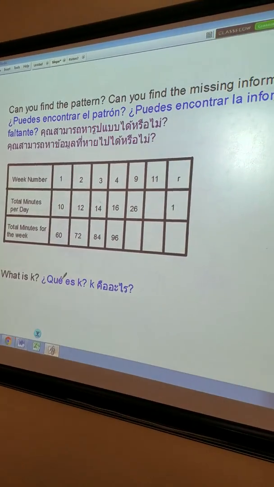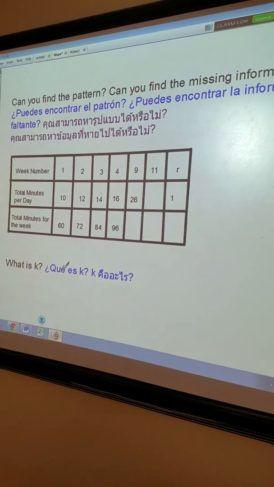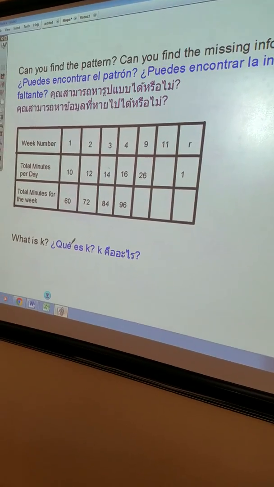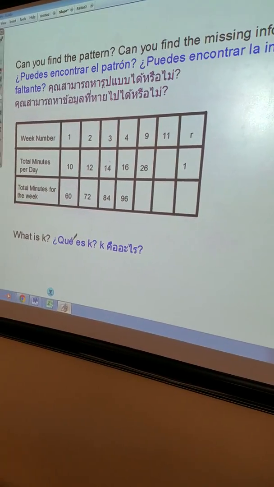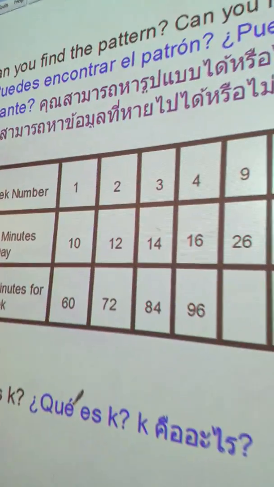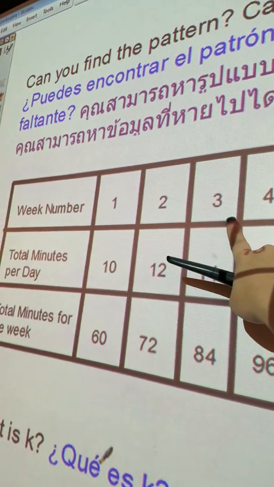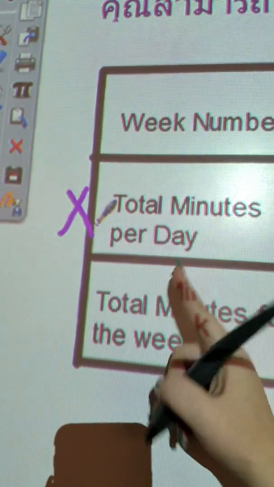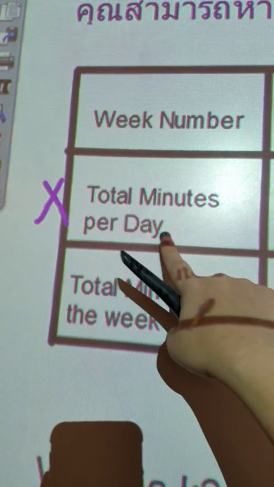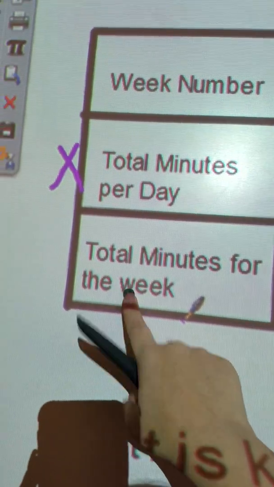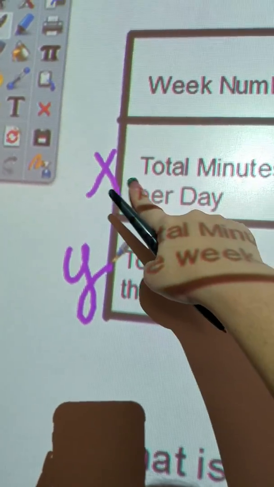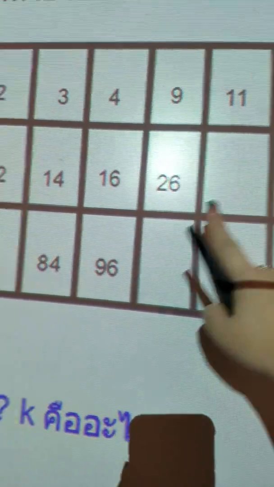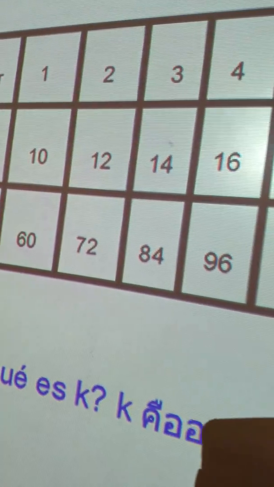So on your assignment, you're going to have something similar to this where they're going to give you a table. You need to pay attention to the table. Please remember that this row right here is just extra information. This right here is your X. So total minutes per day is your X value. The next one is going to be your Y. So this is all your X data right here, and this is all of your Y data right here.